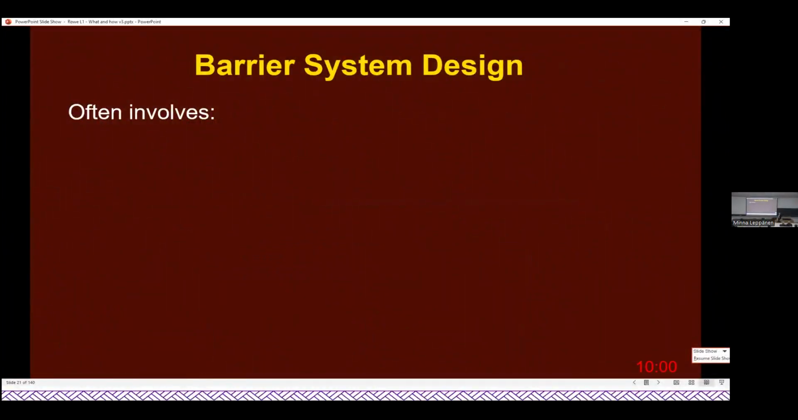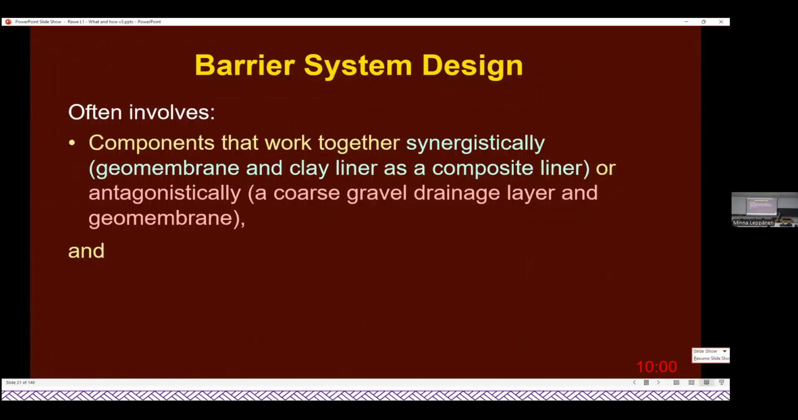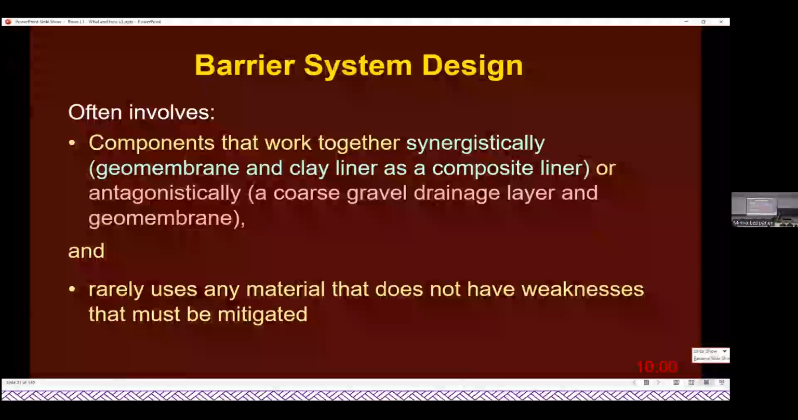And a barrier system often involves components that work together synergistically, a geomembrane and clay liner, for example, and antagonistically, a drainage layer of gravel and a geomembrane have to be kept separated. And rarely do we ever use a material that doesn't have a weakness. And our design objective is to mitigate those weaknesses.